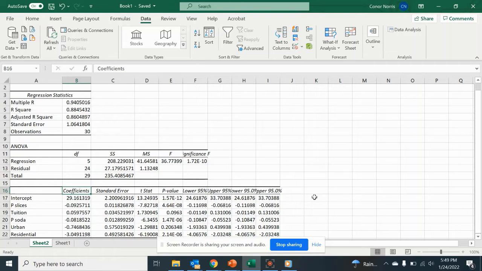And then for urban and residential, for urban, we have negative 0.74. And for residential, we have negative 3.0. So residential has a much stronger impact on the quantity of pizza demanded by consumers, much stronger than any of the other variables.